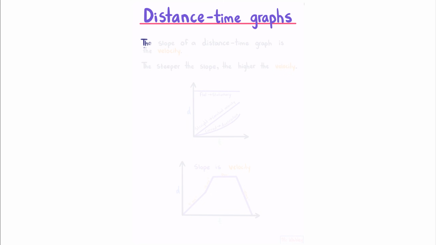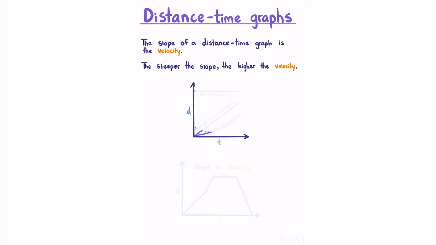Distance-time graphs. The slope of a distance-time graph is the velocity. The steeper the slope, the higher the velocity. So if we have a distance-time graph, if we have a flat line, that means we have no slope. No slope means no velocity. So in this case, our object would be stationary.